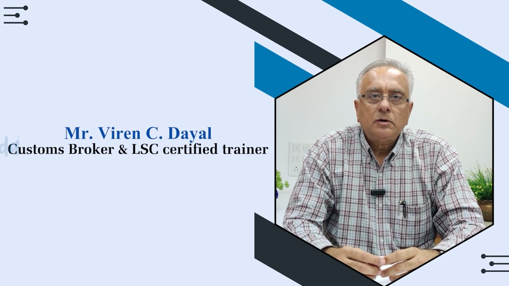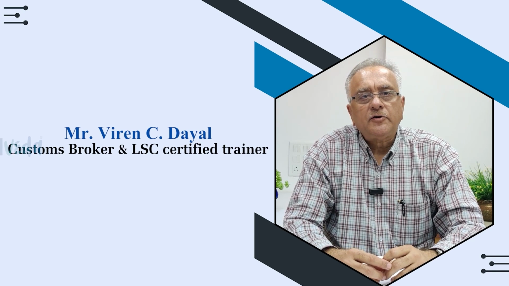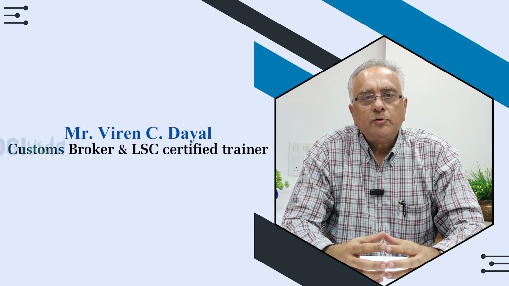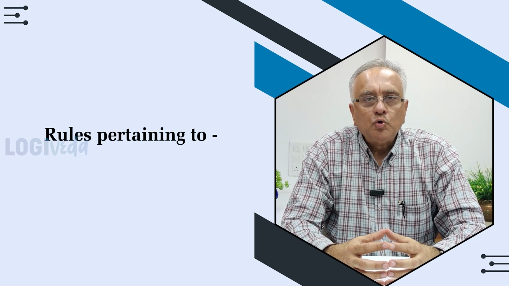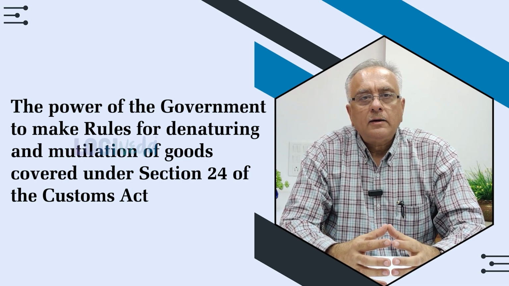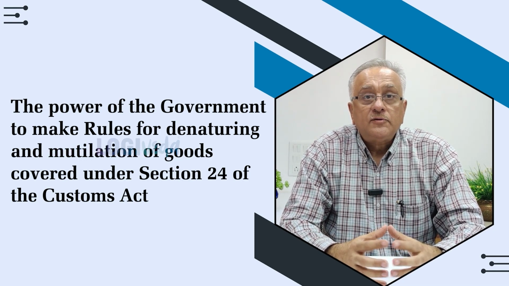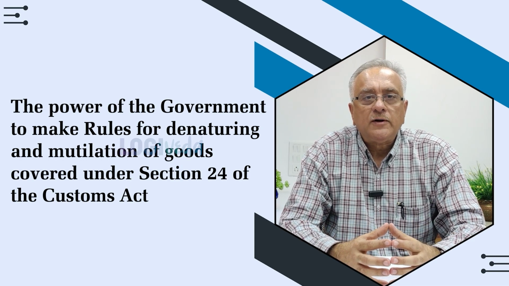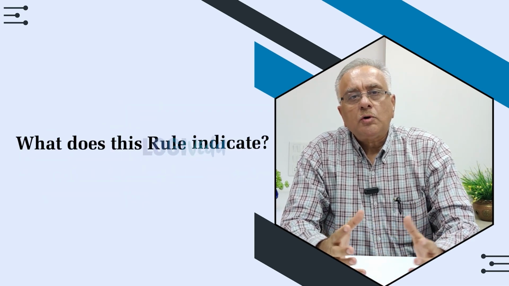I'm a custom broker and an LSC certified trainer in customs law. And today I'm going to discuss rules pertaining to the power of the government to make rules for denaturing and mutilation of goods, which are essentially covered under Section 24 of the Customs Act. What does this rule indicate?